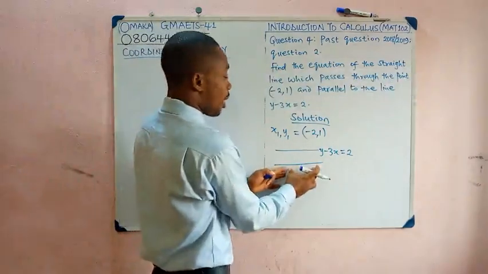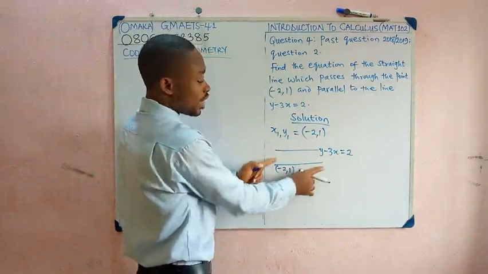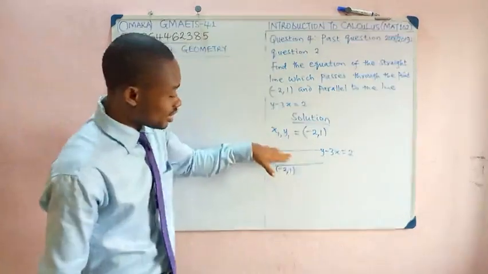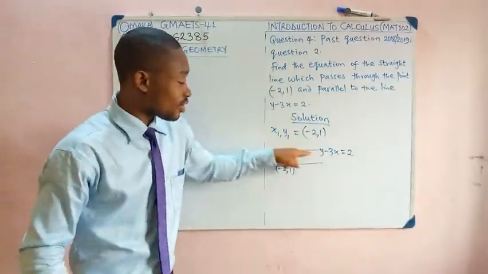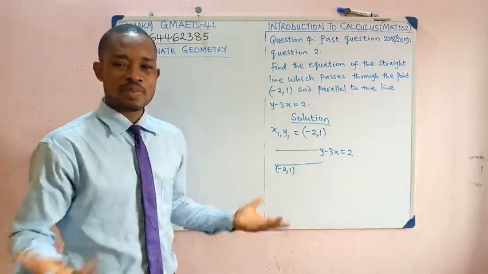This is our line that passes through the point minus 2, 1. Is that okay? This one. So we want to get the equation. But we know that it is parallel to this. So what we are going to do is to get the gradient of this line. And we know now that the gradient of this line is equal to the gradient of the new line whose equation we want to find. Once you get the gradient, the problem is solved.